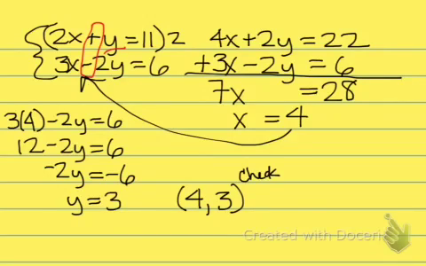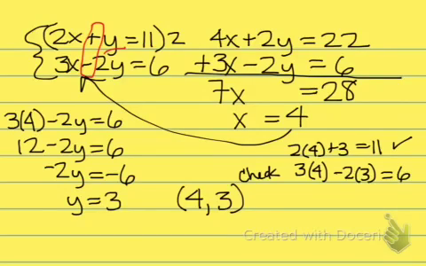We do want to check that, so we'll plug it into both equations. 2 times 4 plus 3 equals 11, so 8 plus 3 equals 11. Yes, that checks. Then we'll plug it into the second equation. 3 times 4 minus 2 times 3 equals 6. 12 minus 6 equals 6. Yes, that checks out as well.